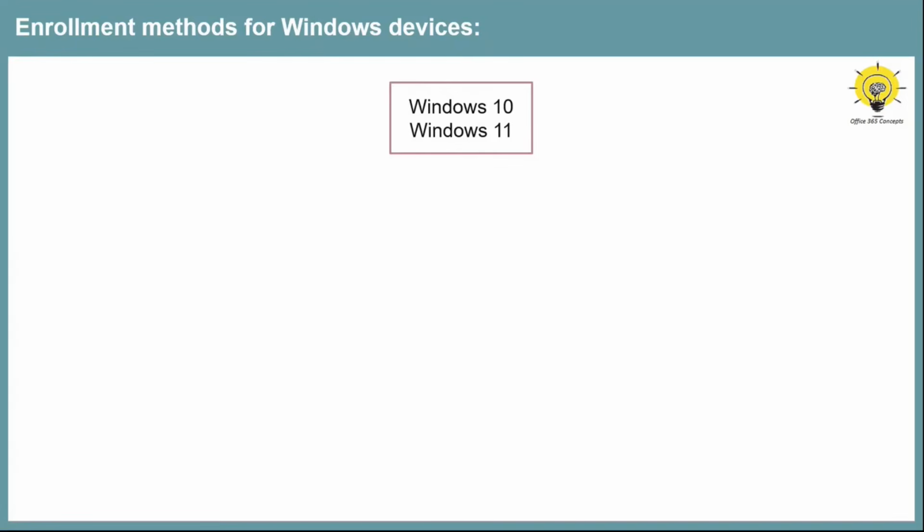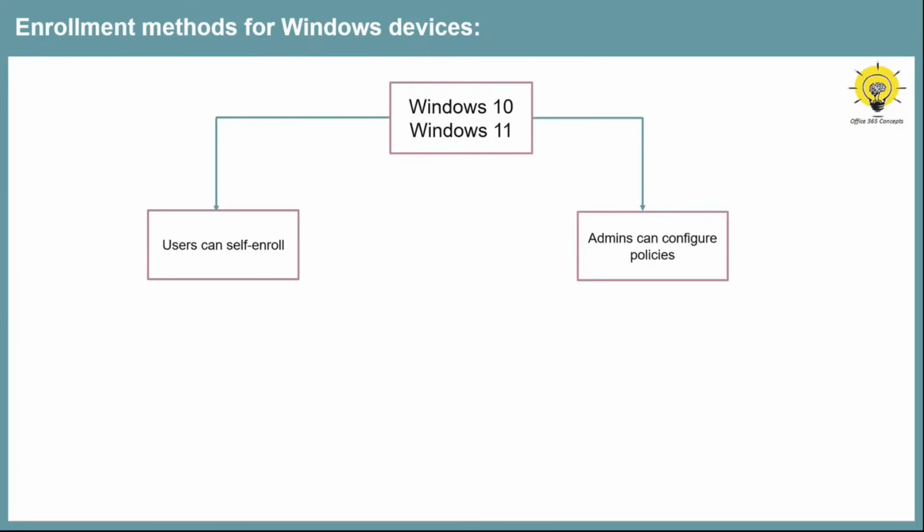As we know, before you start managing a device in Microsoft Intune, you need to first enroll that device. You can enroll a personally owned device as well as corporate owned device. There are two ways a Windows device can be enrolled in Microsoft Intune. Users can self-enroll their Windows devices, or an administrator can configure policies to force automatic enrollment without user involvement.